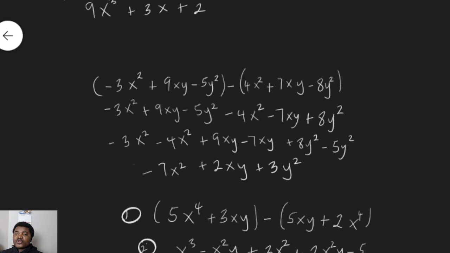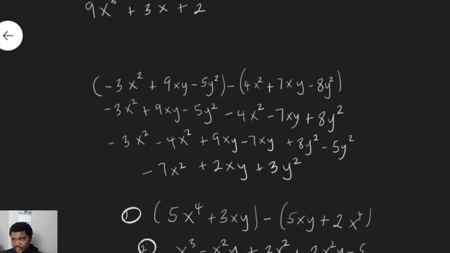So now you look for your like terms. x squared and x squared. xy and xy. y squared and y squared. So you can now group the like terms. So negative 3x squared minus 4x squared, 9xy minus 7xy, and then 8y squared minus 5y squared. So you now solve it.